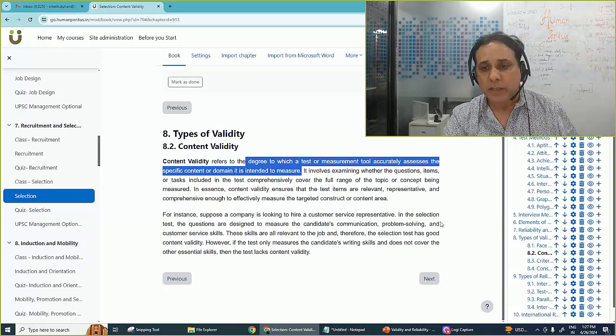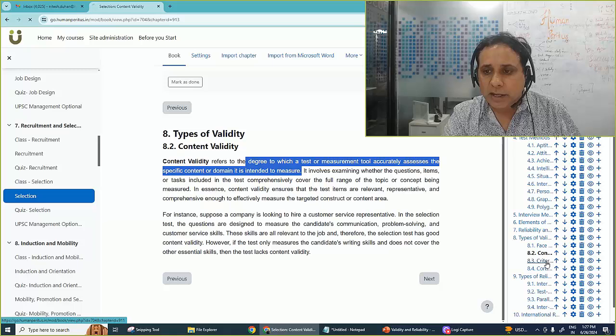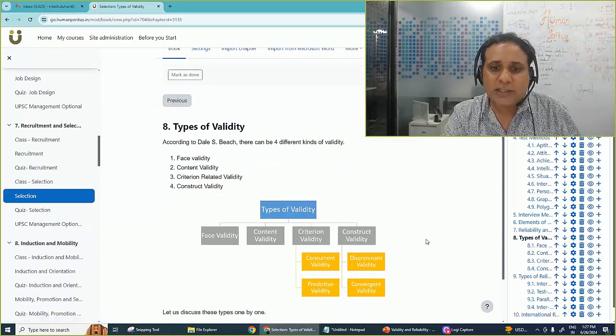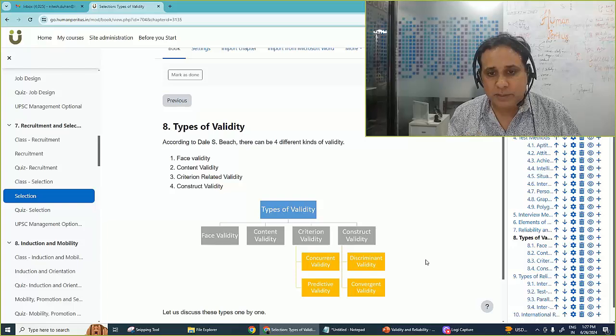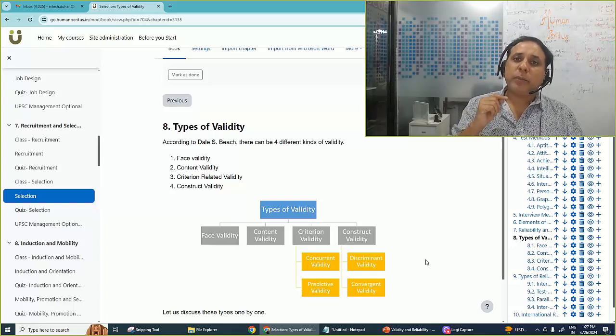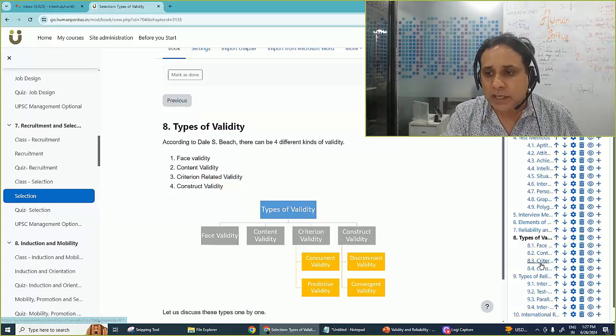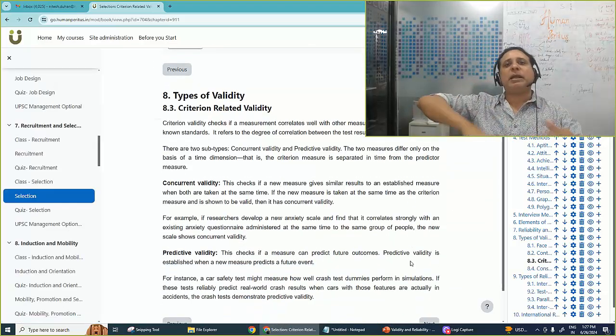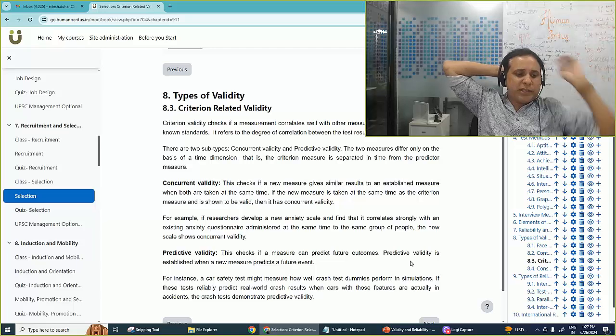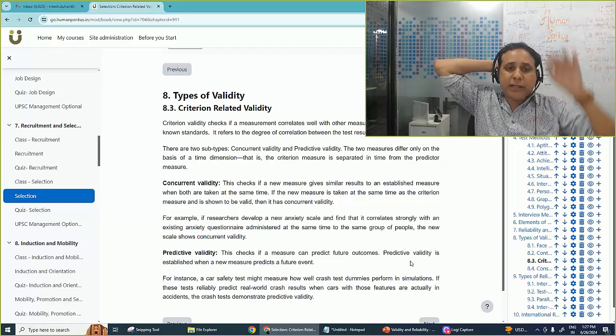Very nice. So guys, let's move on to the third type, which is criterion validity. First thing, it also has got two subtypes, concurrent validity and predictive validity. So let me start with what is criterion validity, and after that we will go into what its subtypes mean. So guys, what is criterion validity?